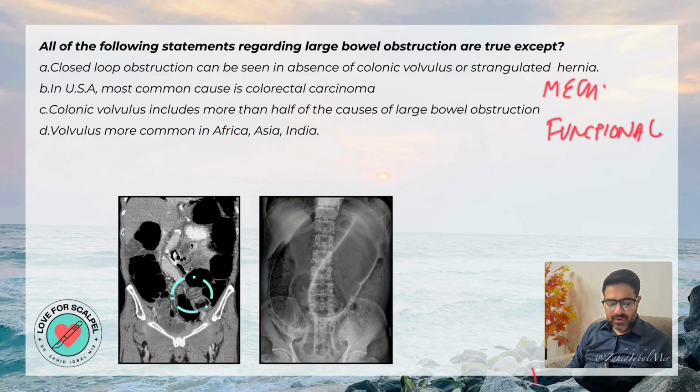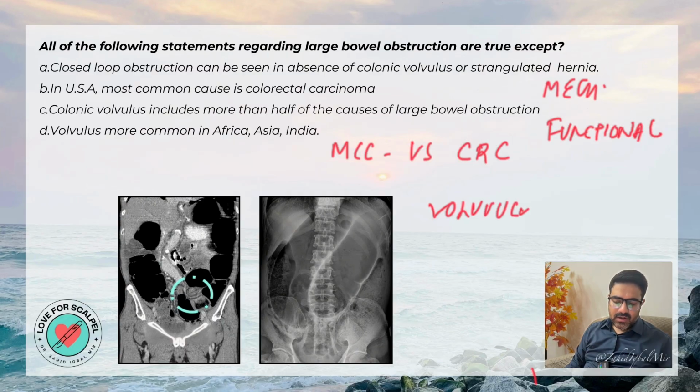Then the most common cause of mechanical obstruction in the US is colorectal carcinoma, whereas volvulus is seen in Russia, in Eastern Europe, in India, in the Middle East, and in Africa. One third of the cases of large bowel obstruction worldwide are because of volvulus, colonic volvulus, and the most common site is the sigmoid.